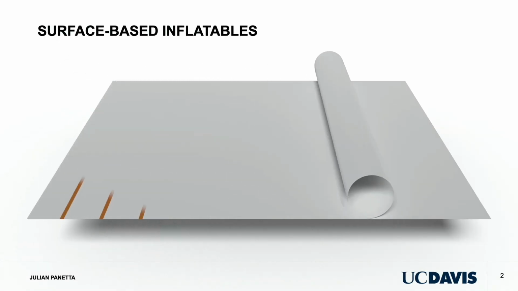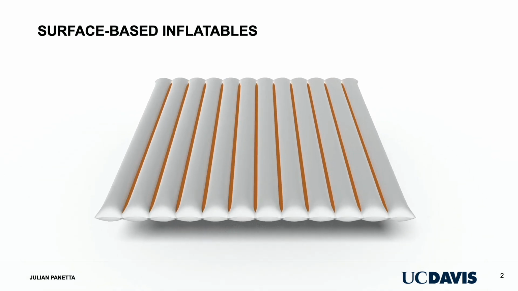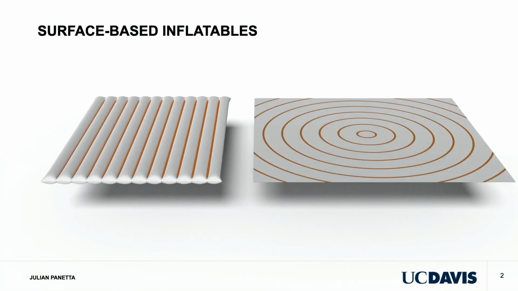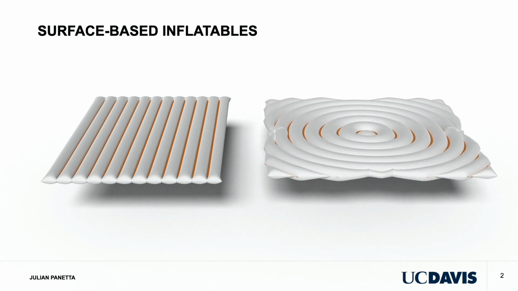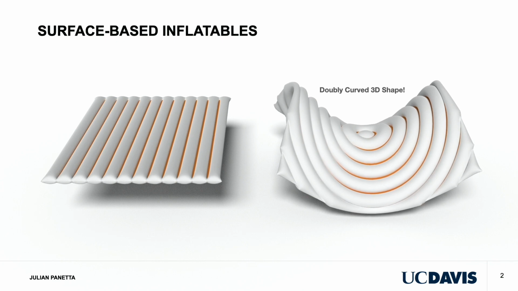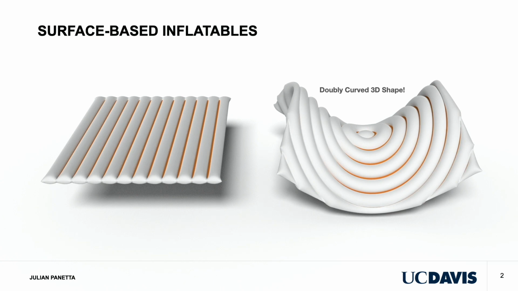Fusing together two sheets of material along a network of parallel curves creates pockets that inflate into tubes when pressurized. If the fusing curves are not all perfectly straight, this inflation process has the surprising side effect of deforming the sheet out of plane and into a doubly curved 3D shape. The final shape assumed by the inflated sheet has high stiffness, making this material system a promising approach for rapidly fabricating and deploying curved surface structures.